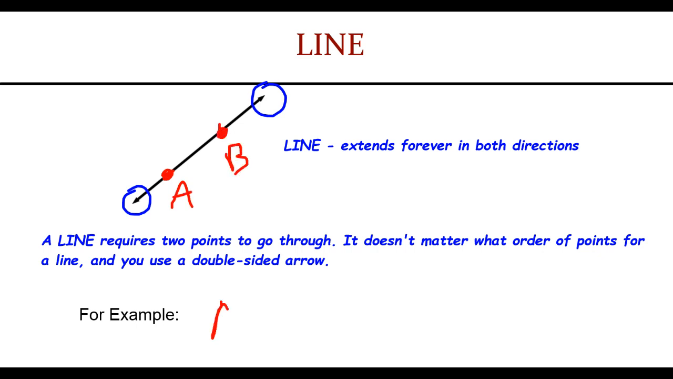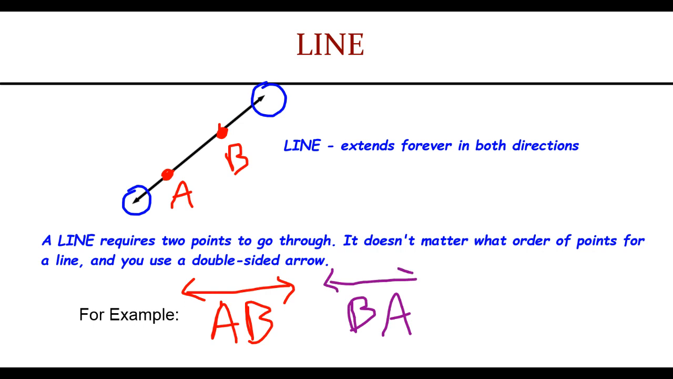To write that line down, we use points A and B, but draw a double-sided arrow over it. Now in this case, because a line goes forever in every direction, it doesn't matter what order these letters go in. A line can be AB, or a line can be BA. In either case, it represents the same line.